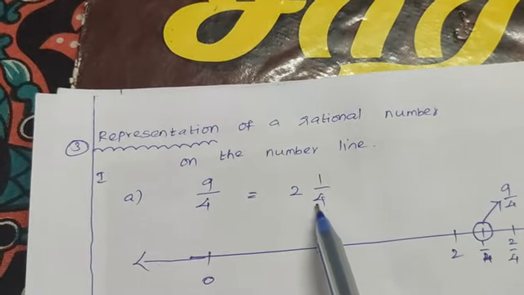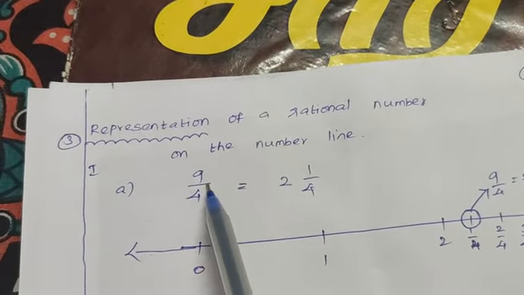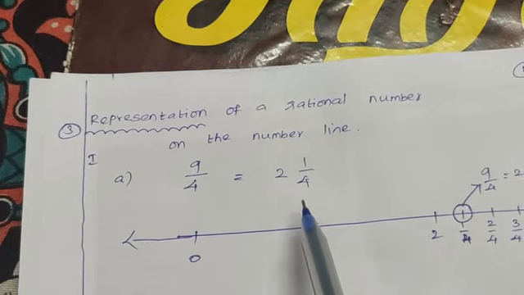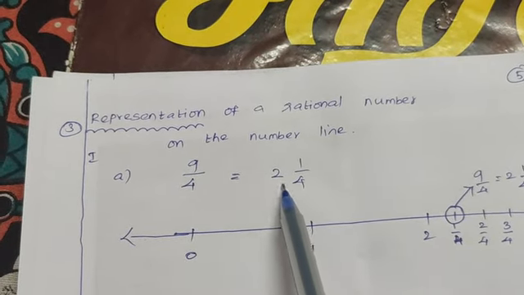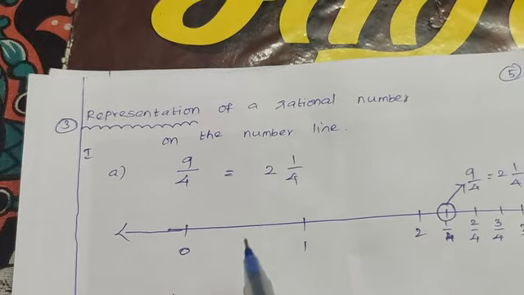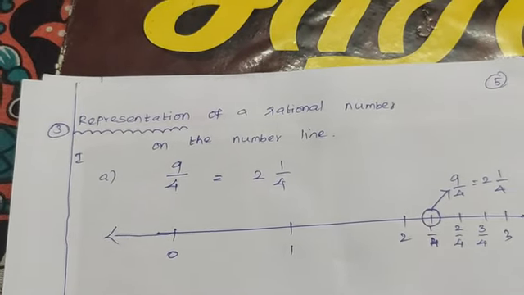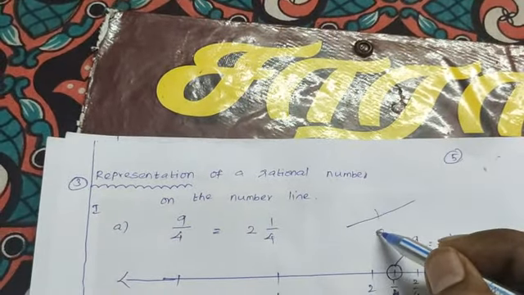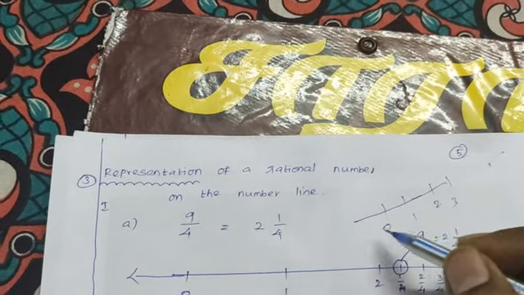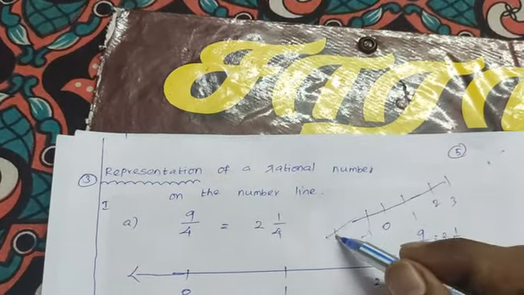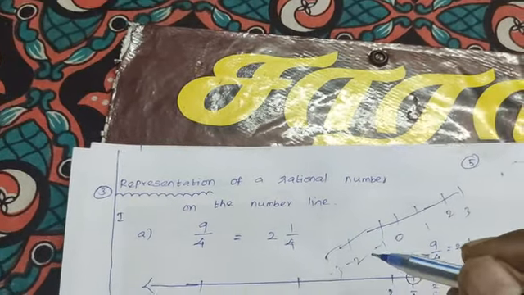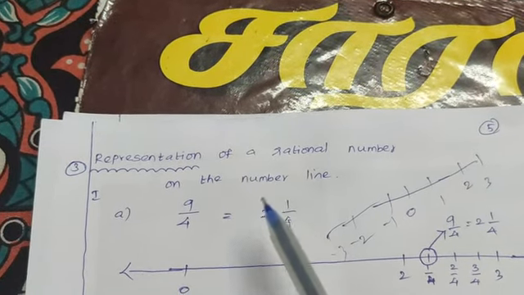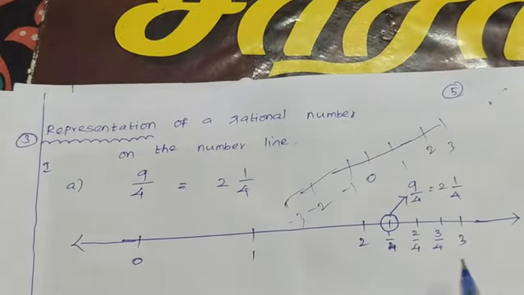How many 4s are there? 2 4s are there. 2 4s are 8, remaining 1. So we can write this number as a mixed fraction, 2 1 by 4. Now after 2 we need to mark this 1 by 4. Right. So already we know the integers 0, 1, 2, 3, 4, minus 1, minus 2, minus 3. We know the number line 0, 1, 2, 3, here minus 1, minus 2 and minus 3 and so on. Suppose the number 2 1 by 4, we need to mark after 2.